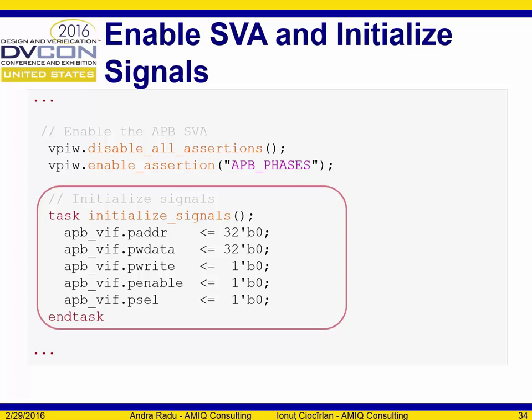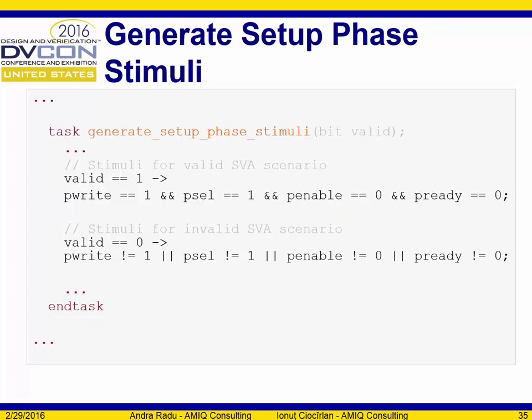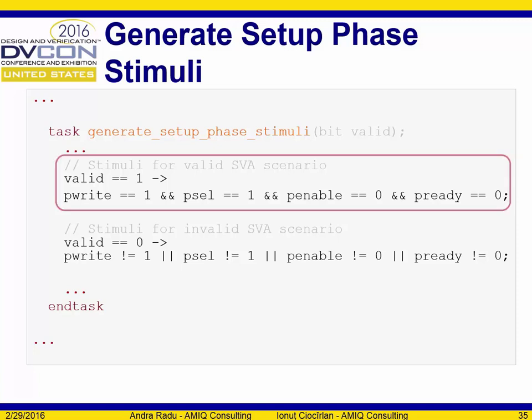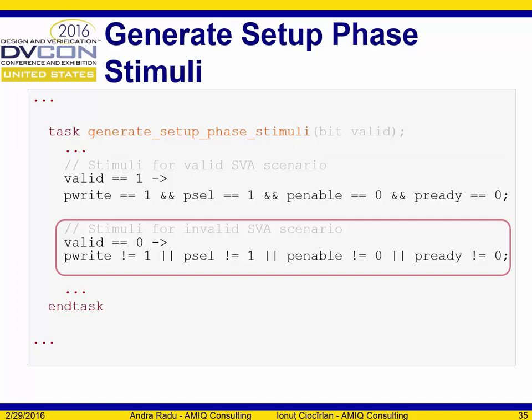Next, we have a simplified example for generating the setup phase stimuli. For brevity, I've removed the actual generation and only left the constraints, because these are important. For this simple unit test, in the setup phase, we have two cases: we want to generate valid setup phase stimuli, so the assertion passes the setup phase, or invalid stimuli. This is done simply with a switch. It's nothing complicated. We just have fixed values that make a valid setup phase and an invalid setup phase, based on the argument we give to the task.